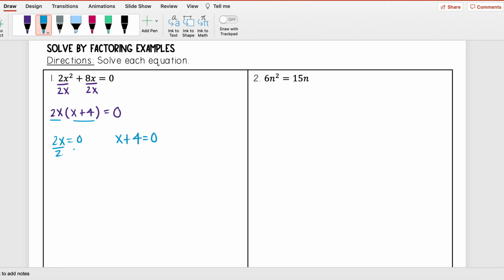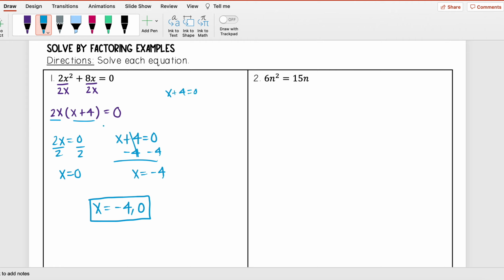So if I divide 2 from both sides, I get x equals 0. If I subtract 4, then I get x equals negative 4. So my answers here are negative 4, 0. So if I did go ahead and divide 2x from everything and I just had x plus 4 equals 0, I'd only have my one solution here. So that's why we can't just divide x out from everything.